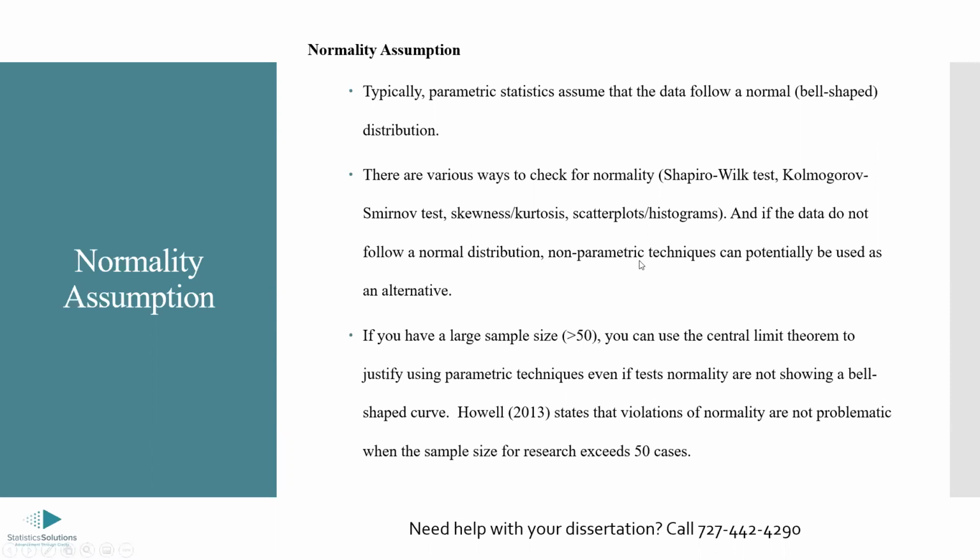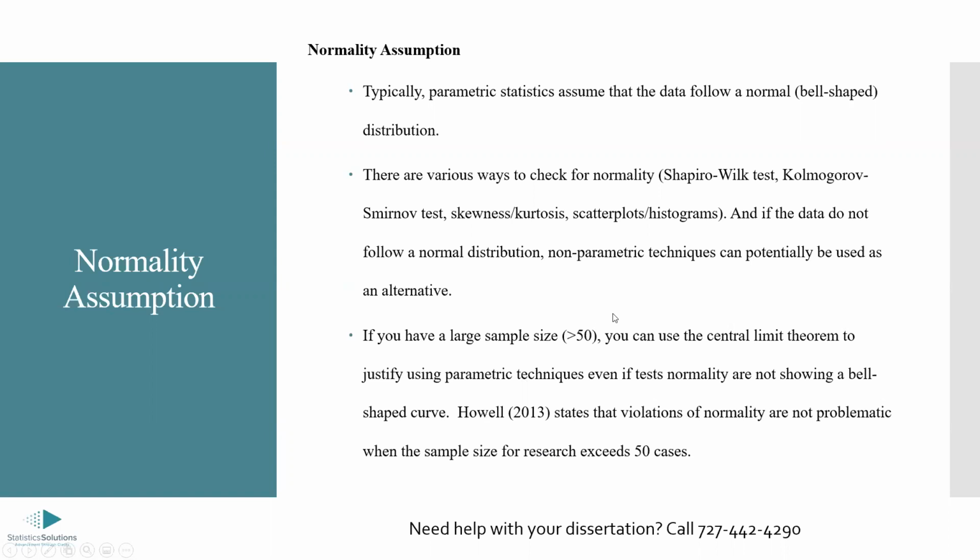Another way to bypass violations of normality is having a large sample size. So I provided a citation here, Howell 2013, in which he states that violations of normality are not problematic when you have a sample size exceeding 50 cases. So 50 cases is doable for a lot of research.